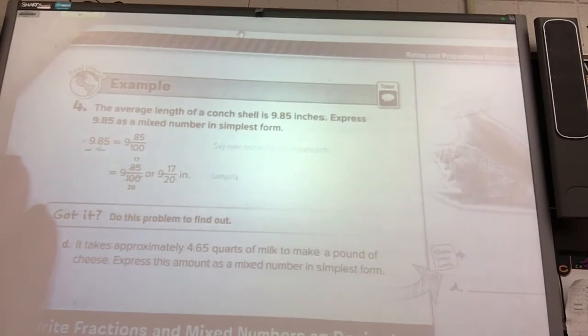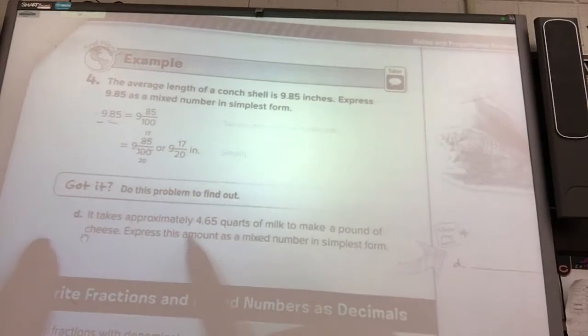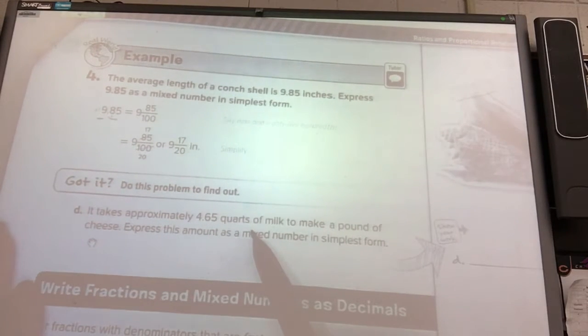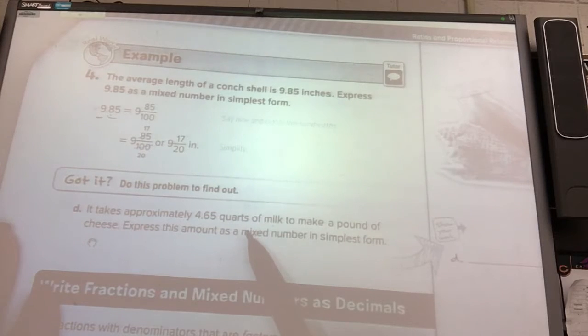Okay? So any number to the left of the decimal, let's look at this one. It takes approximately 4.65 quarts of milk to make a pound of cheese. That's a lot of milk. Express this amount as a mixed number in simplest form. Now, if you remember from conversion, how many quarts to a gallon of milk? 4, right? So it takes just over a gallon of milk to make a pound of cheese.